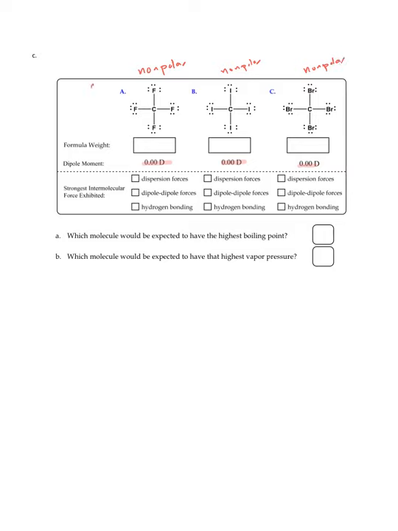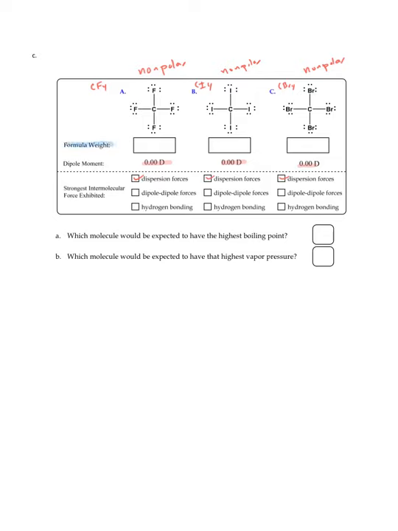So I've got CF4, CI4, CBr4. All are nonpolar. They only do dispersion forces. And so I can't differentiate based on the type of forces. I can't differentiate based on the dipole moment because, again, nonpolar molecules are 0. The only thing to differentiate these is going to be formula weight.